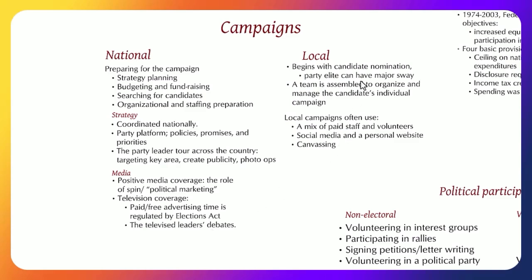The local campaign is also important, of course, which begins with a candidate nomination. And here the party elite can be very important. The party leader does have the power to veto representation in local ridings and will do so if there is a feeling that the local candidate isn't toeing the party line sufficiently. Once the party elite is satisfied, the team is assembled to organize and manage this candidate's individual campaign. And this will be through a mix of both paid staff and volunteers, through social media and a personal website, and a lot of canvassing, of course, and those lawn signs and so on.